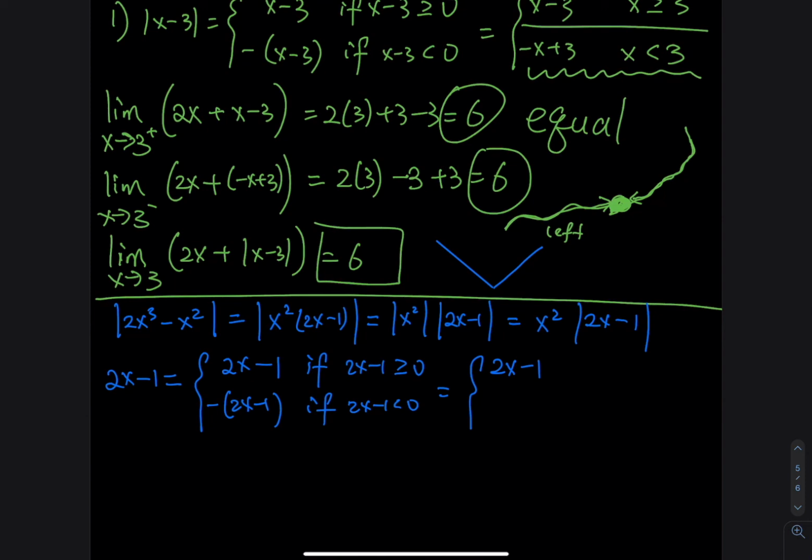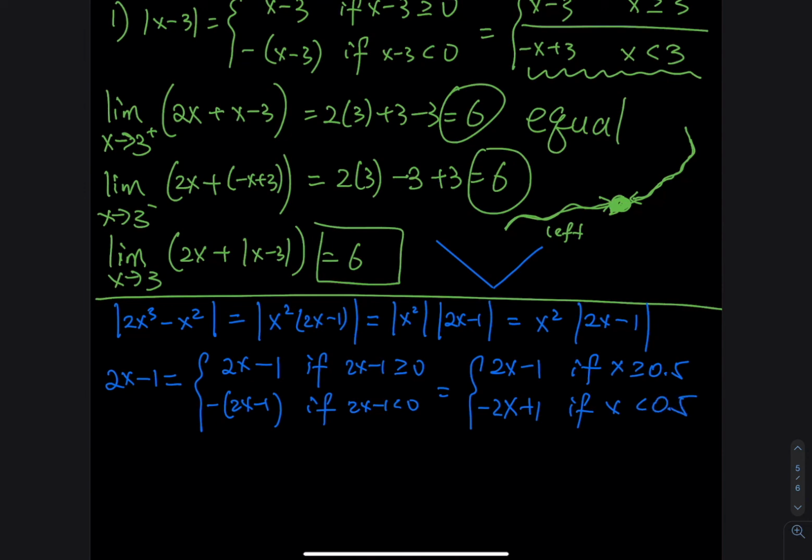So that is equal to 2x minus 1 if, you solve the inequality, add 1 on both sides and then divide by 2, x is greater than or equal to 0.5. Now I see why they put a 0.5 in the problem. And then negative 2x plus 1, because you distribute the minus, if x is less than 0.5.